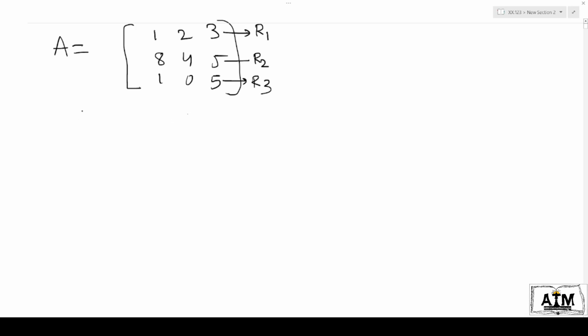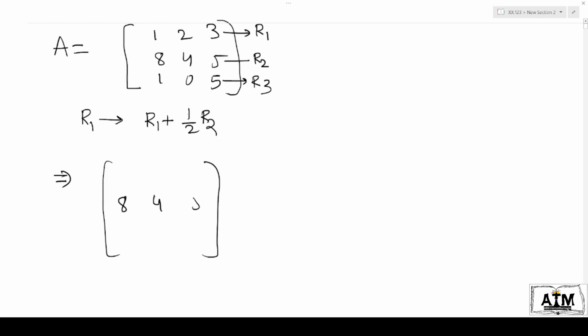This is also called elementary row transformation. In row transformation, we can even use the fractional form. For example, R1 tends to R1 plus 1 upon 2 R2. This way also we can use it. Here only R1 will change, whereas R2 and R3 will remain the same. R2 is 8, 4, 5 and R3 is 1, 0, 5, which will remain the same. Only R1 will change.